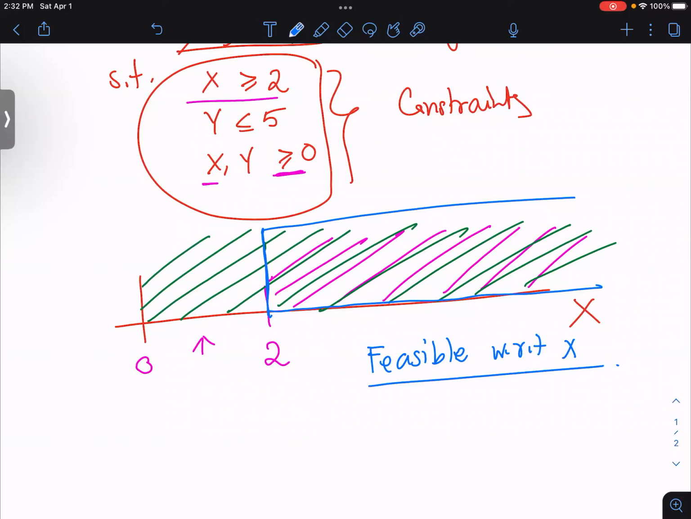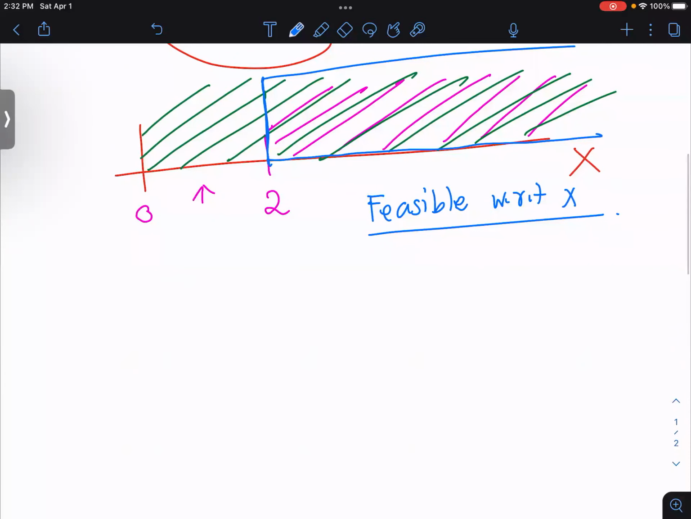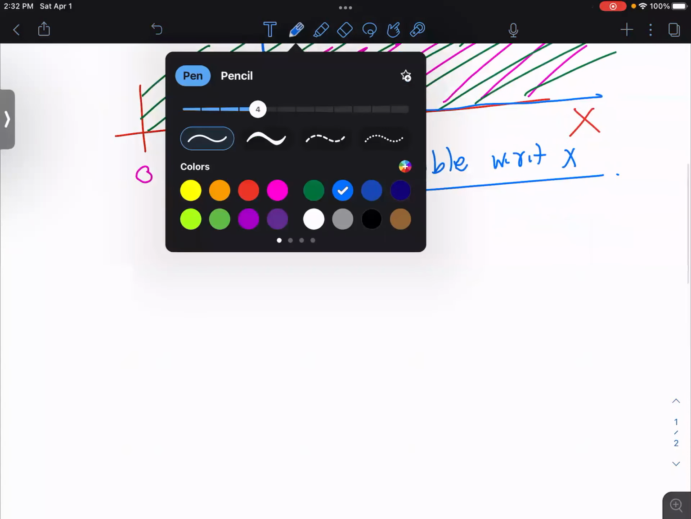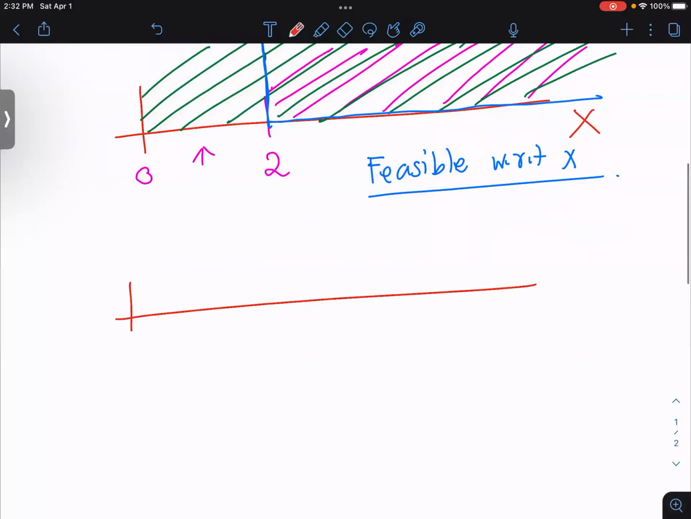Now we have to think about whether it is feasible with respect to y. If it's not feasible with respect to y, then the whole LP is infeasible. So it needs to be feasible with respect to x, and it also needs to be feasible with respect to y. In other words, it needs to be feasible for all the decision variables. Now similarly, let's think this is y.